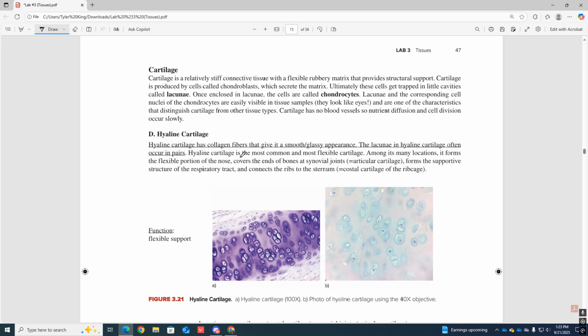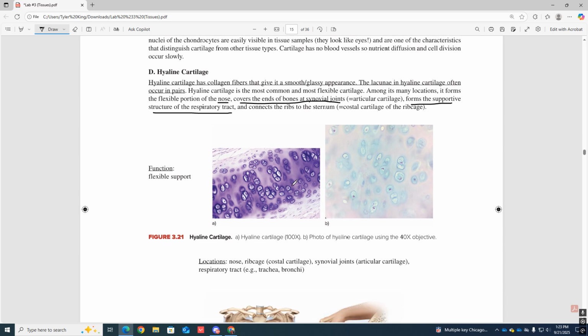Hyaline cartilage is the most common and the most flexible of all the cartilages. It is mostly found in the flexible portion of your nose. It covers the ends of bones at the synovial joints, articular cartilage, and it forms the supportive structure of the respiratory tract. It also helps connect the ribs to the sternum.